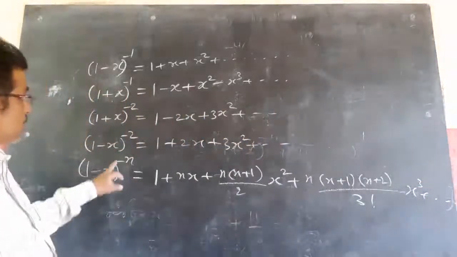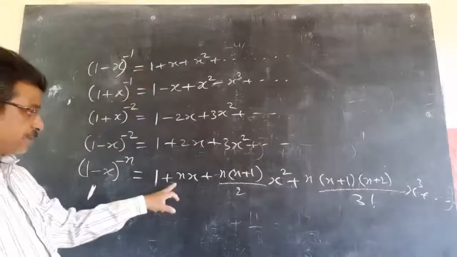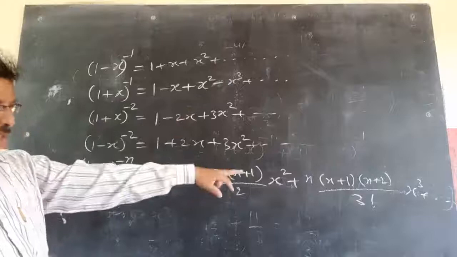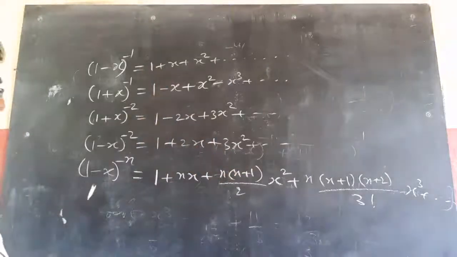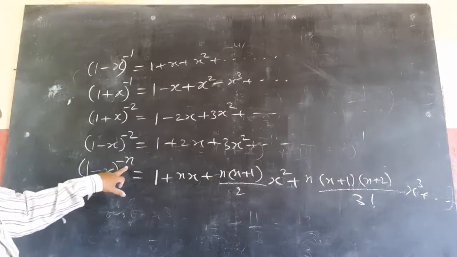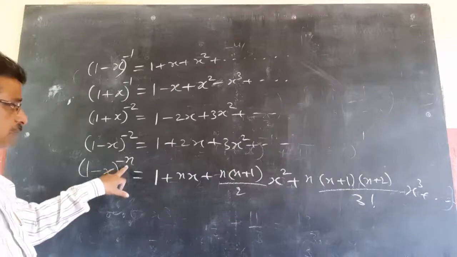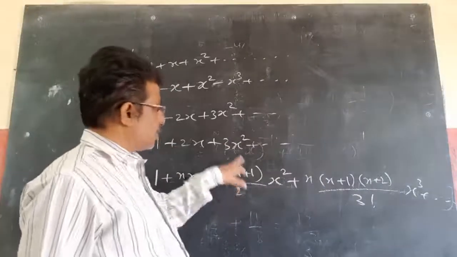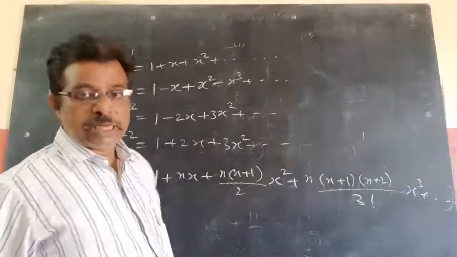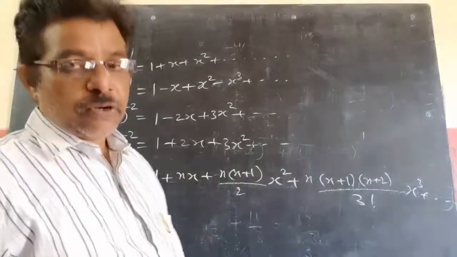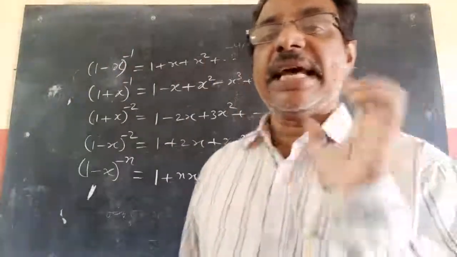If I substitute n equal to 1 here, I will get x, then 2 by 2 cancels giving x square, 3 by 3 cancels giving x cube and so on. If I substitute n equal to 2, I get 2x, the 2 cancels, then 2 plus 1, 3x square. Observe, this is the general formula. Now you can use this formula to find the x to the power n coefficient in the given expression.